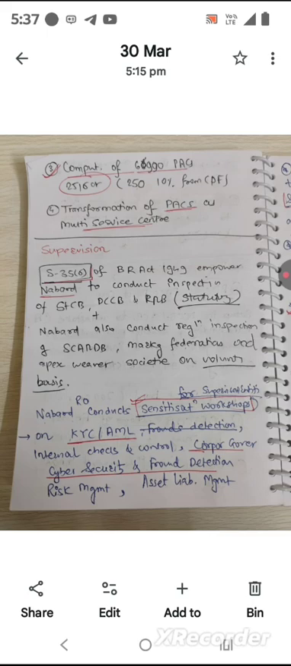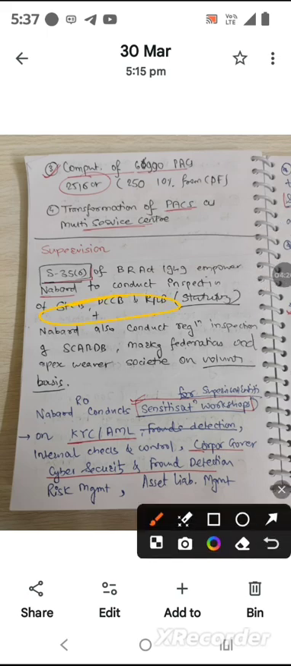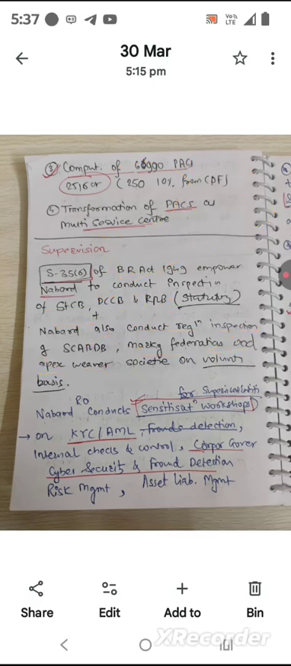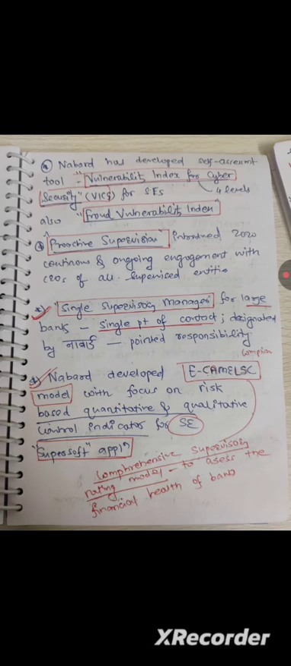So overall, for the supervision department, you must mention in the answer the supervised entities, and that it does not involve PACS. PACS are regulated by the registrar of cooperative societies. The inspection is done by NABARD of these supervised entities, and PACS are totally under the state government. NABARD also conducts inspection on a voluntary basis of these institutions: SCARDB, marketing federations, apex weaver societies. Okay, then you must mention this e-CAMELSC approach, which focuses on risk-based quantitative and qualitative control indicators.